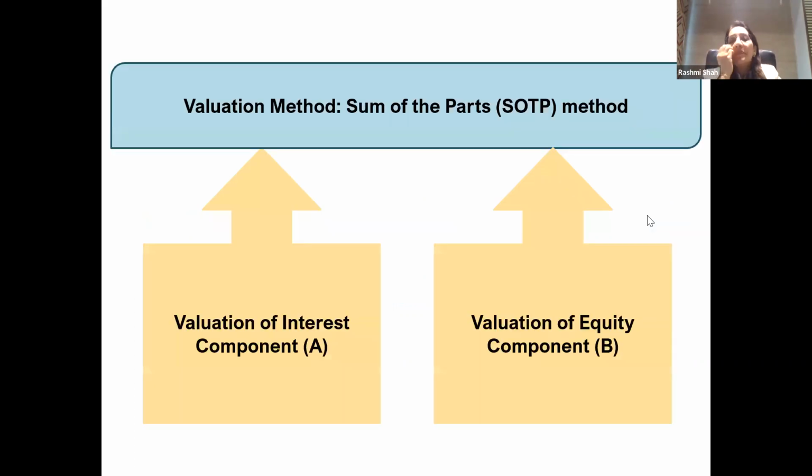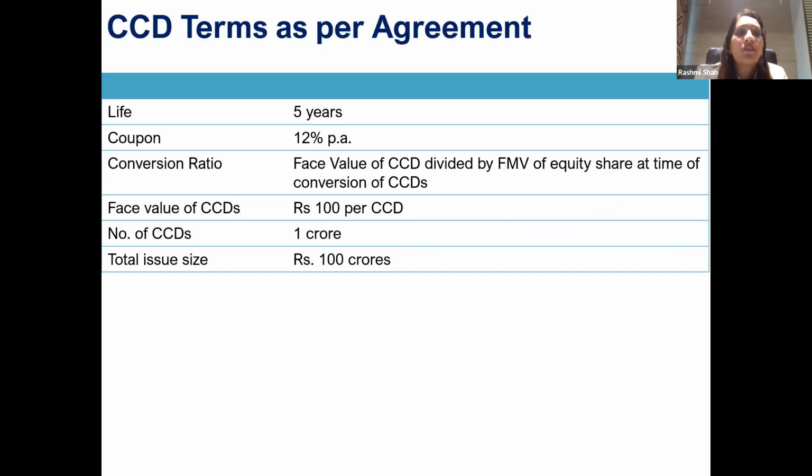Okay. So we will take the value of equity, which you can compute the way you want, per market, cost, or income approaches. And to that, you will have to add the interest which has not been accrued on such CCDs till date. So all the interest component, the valuation of the interest component, plus valuation of the equity component. And this method is called the sum of the parts method.